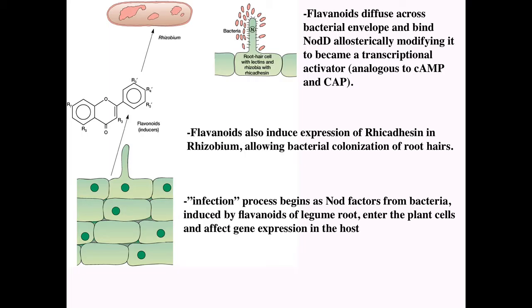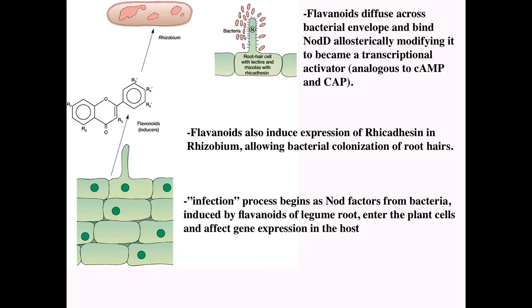The flavonoids will diffuse across the cell envelope. So you can tell by the ring structures of these that they're pretty permeable through things like lipid bilayers. So with no active transport necessary at all, these flavonoids gain access across the envelope of the rhizobium and now have the ability to do something very similar to cyclic AMP binding to the CAP protein that we talked about in the last section for the last exam.